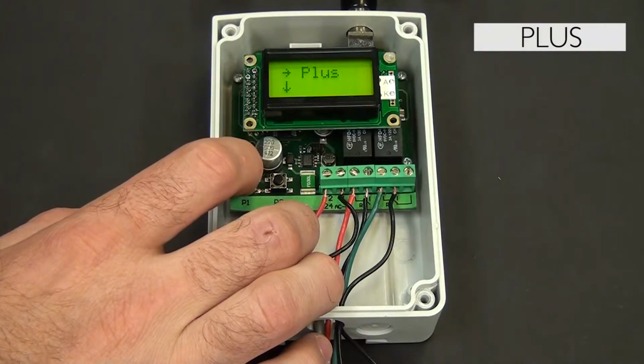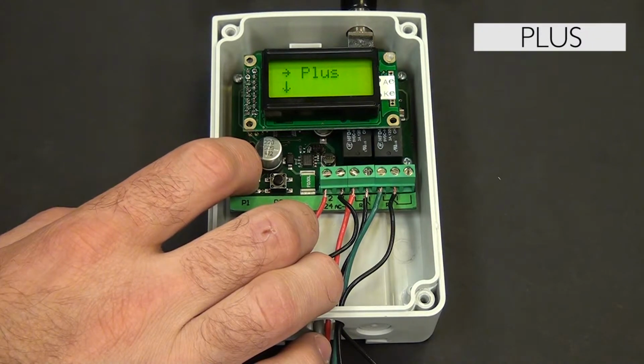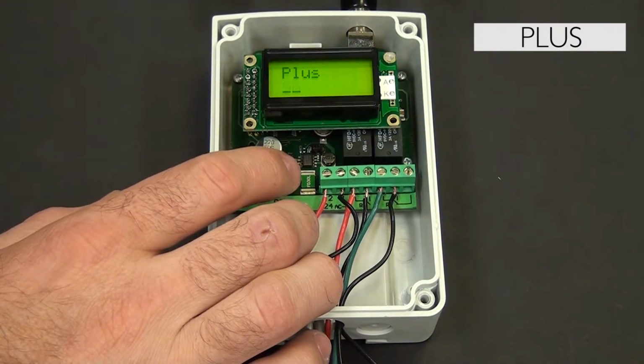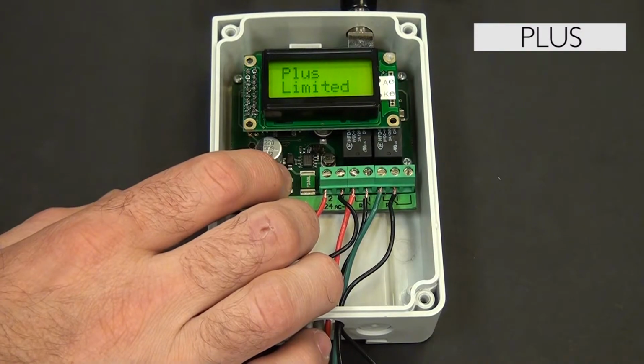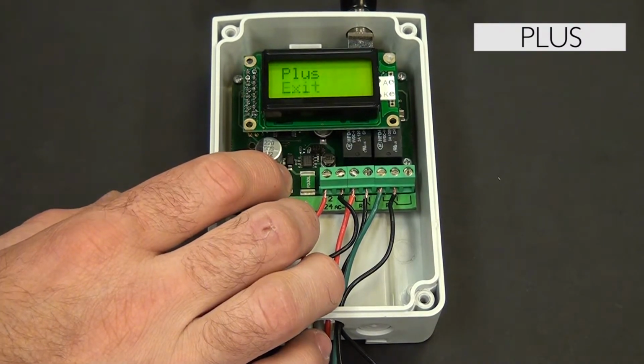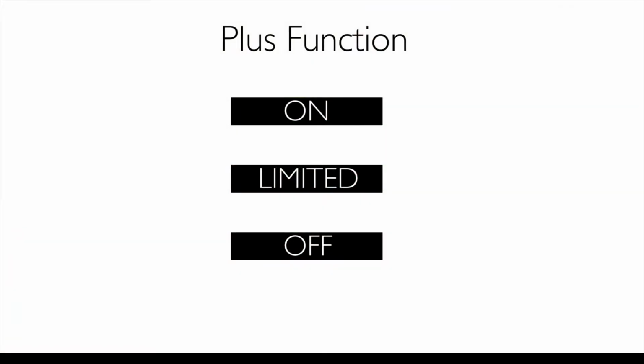The Plus function is used for remote memorization of new transmitters with an existing master transmitter. There are 3 settings within the Plus function.